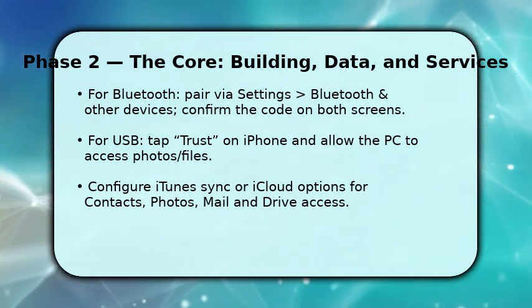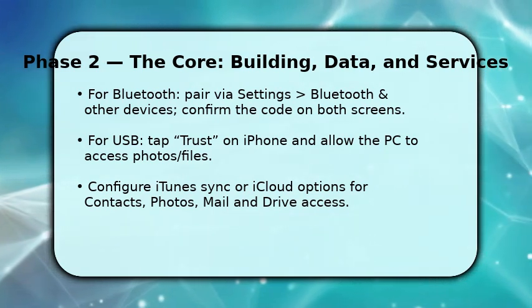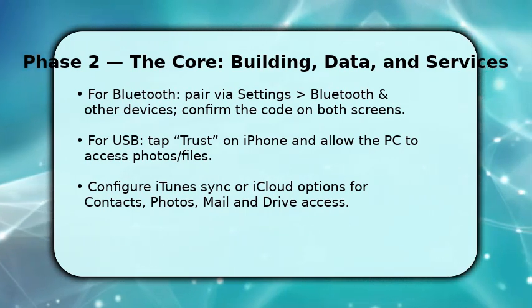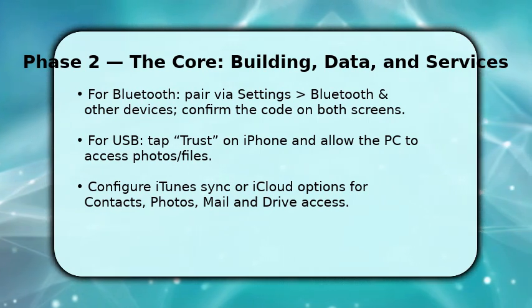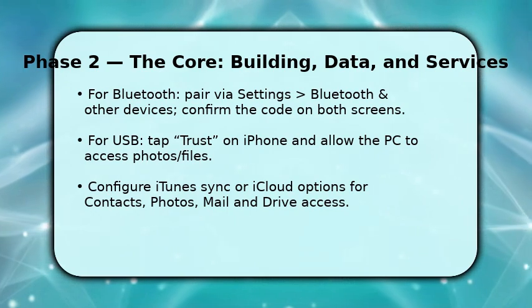If using USB, unlock the iPhone and tap Trust when prompted. This grants File Explorer and iTunes permission to read DCIM photos. Then open iTunes or iCloud for Windows to choose sync options, contacts, photos, mail, and iCloud Drive, so the data you need moves reliably between devices.